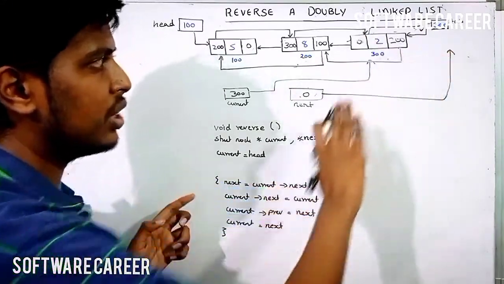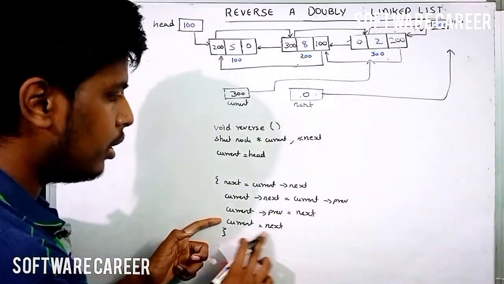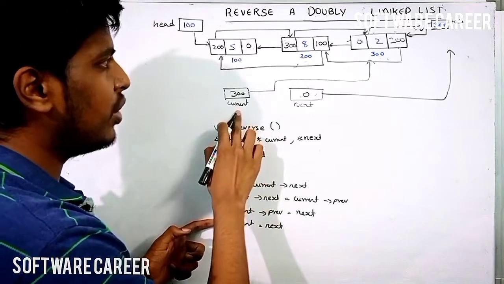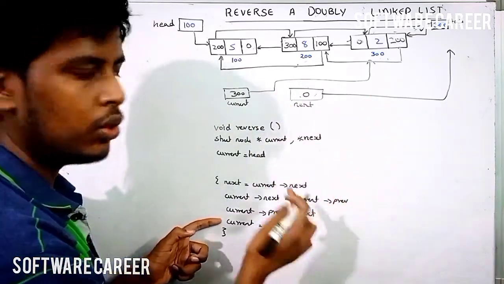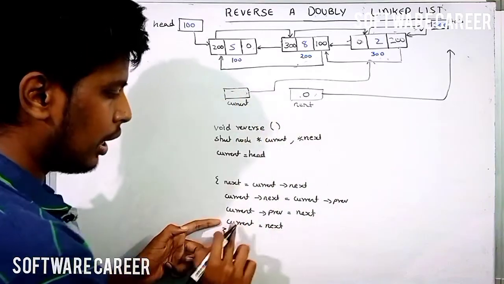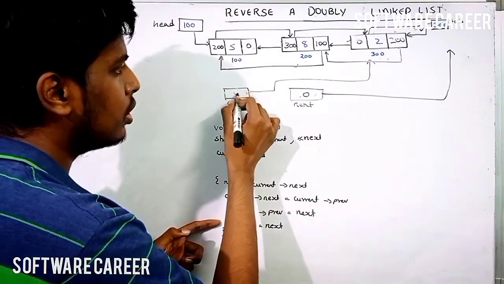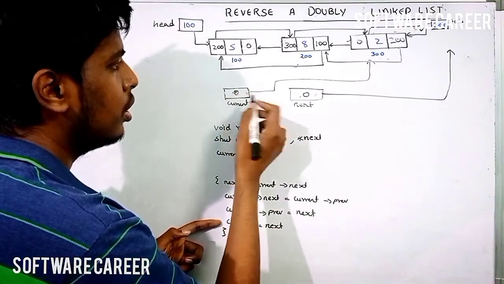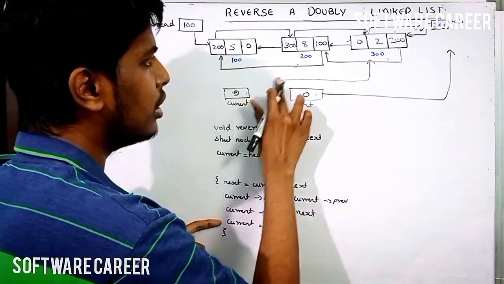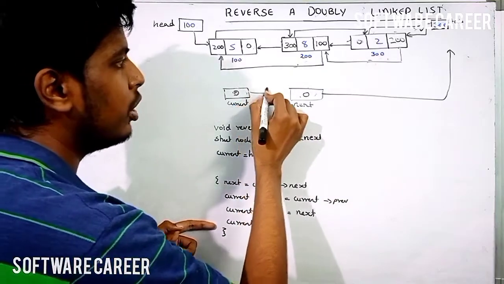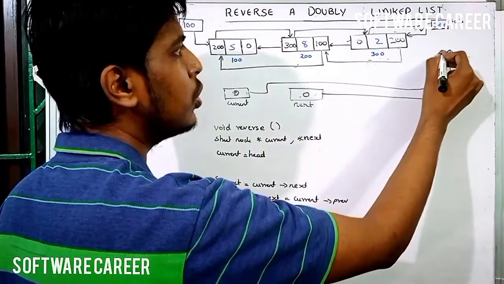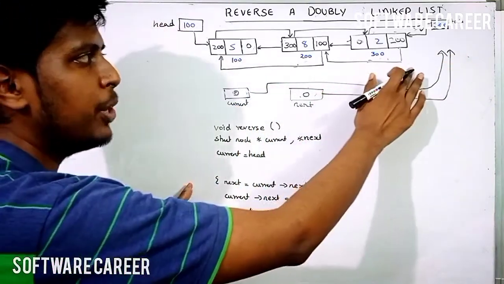So it's reversed. Now see, current equals to next. That means you are moving the current pointer one step forward. Now what is next? Next is 0. So you are putting that 0 in current. So this current is 0 now. So this pointer gets cancelled. That is, the current is not pointing to 300. It's pointing to 0. That means no node is present. Now you should stop here.